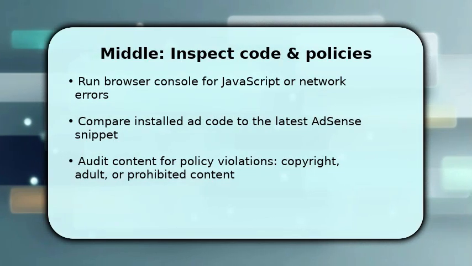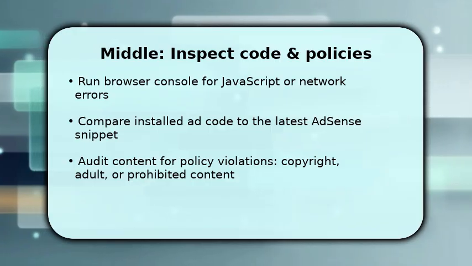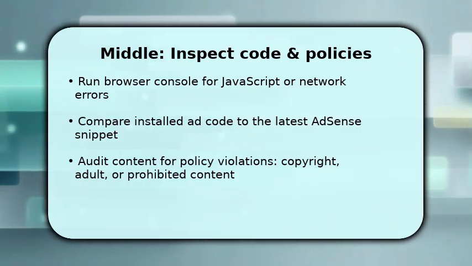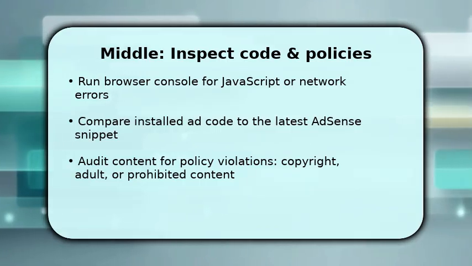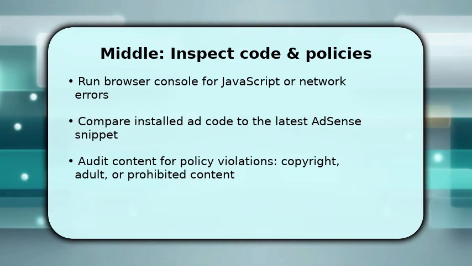Now you inspect the implementation. Open the browser console and network tab to find JavaScript errors or blocked requests that prevent ad loading. At the same time, compare your installed snippet to the latest AdSense code and remove duplicate or altered tags, because mismatched code breaks verification. Also audit your site content for policy violations, copyright, adult material, or scraped content, and fix or remove problematic pages, since policy issues commonly trigger account or ad serving restrictions.